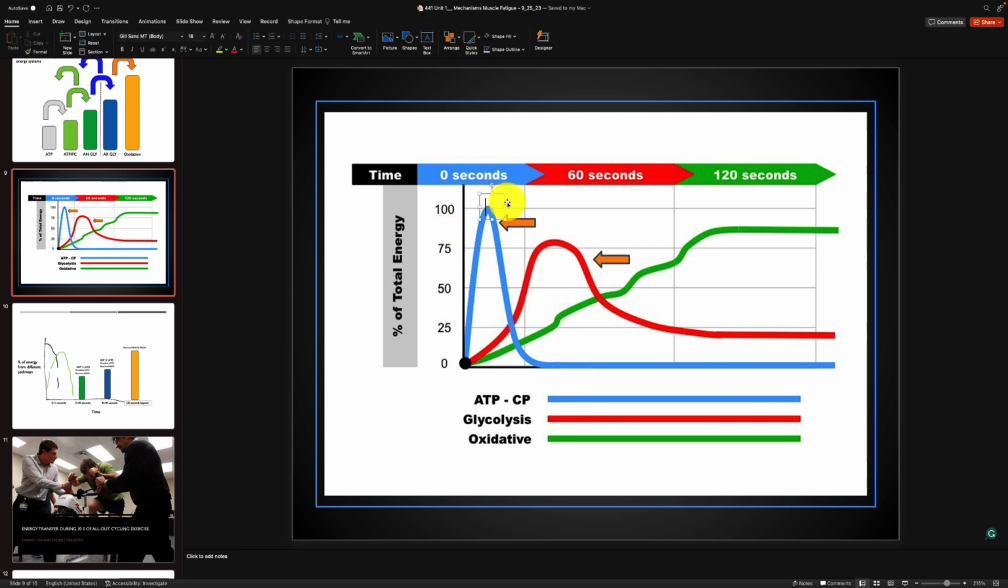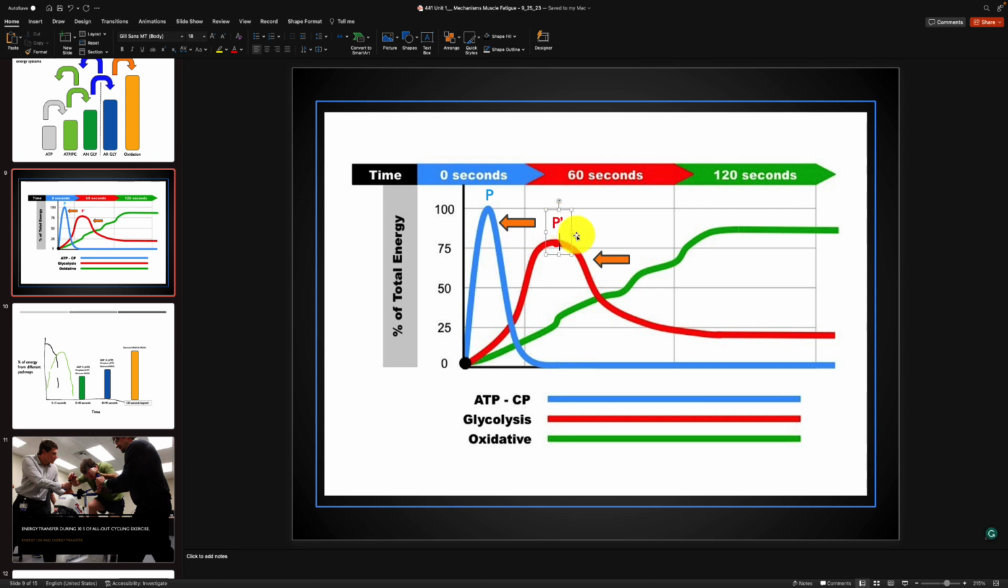So ATP-PC, that is going to be purely phosphate passing. Let's do blue since that is a light blue. That is going to be purely phosphate passing, and it has a time frame of about 10 to 15 seconds, right? And then we're going to get into glycolysis. In this one, it only has one glycolysis pathway, but we know that there are two. There's anaerobic and aerobic. That is going to be phosphate passing as well as electron passing.